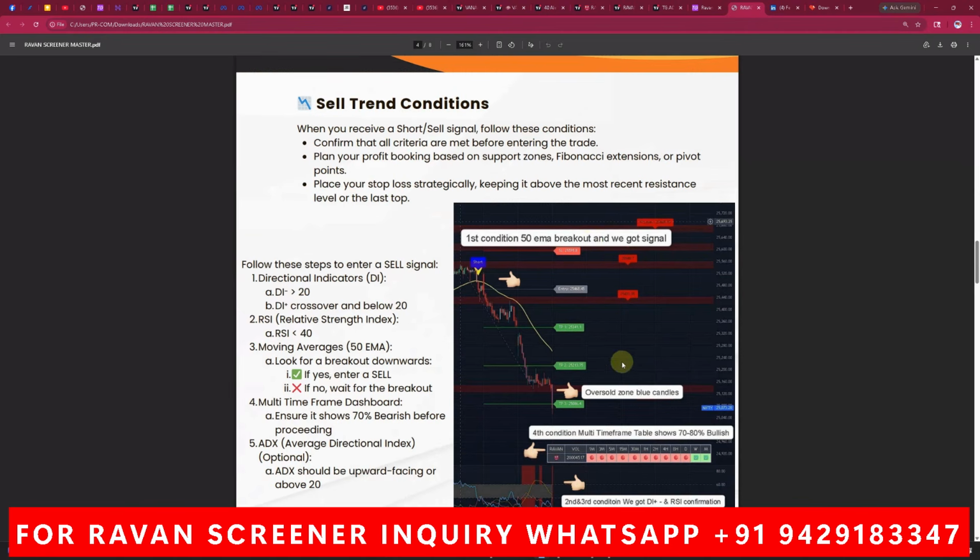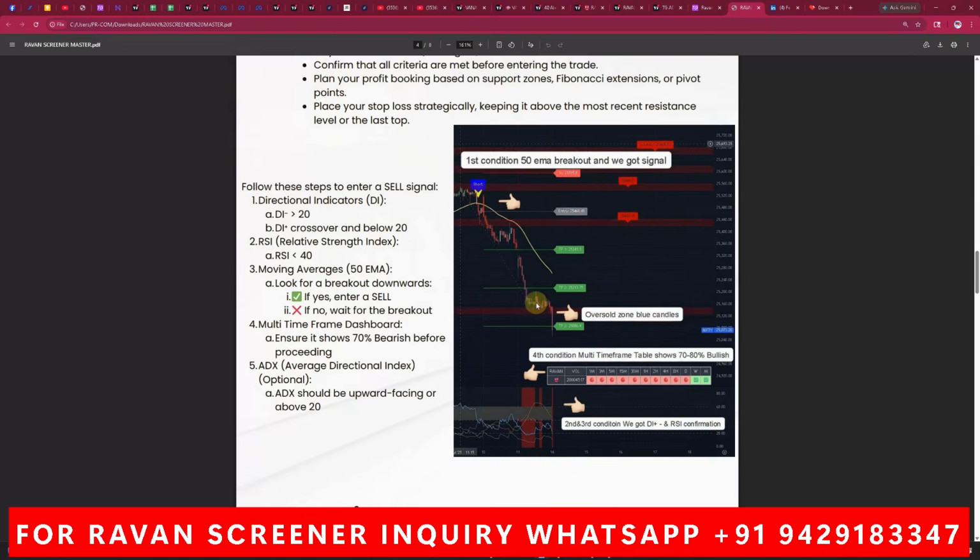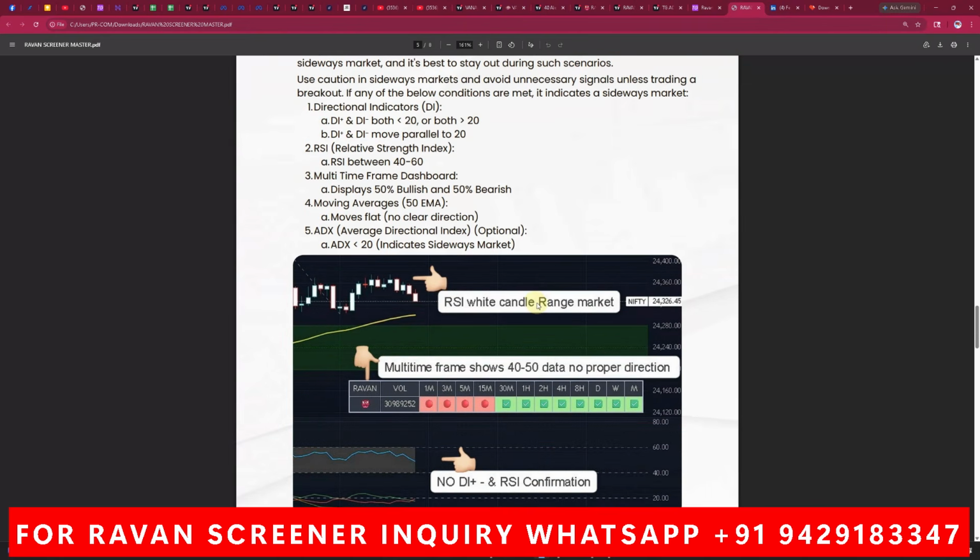Same for sells, you have to always look for 70% bearish red dots for entering a sell position, and the race condition should match also, right? Whenever there is 50% data for intraday or for swing trading, it shows 1 2 3 4 bearish and 1 2 3 4 bullish. Do not enter. It's a range market. You can easily identify the trades, trapping trades with this data, guys.